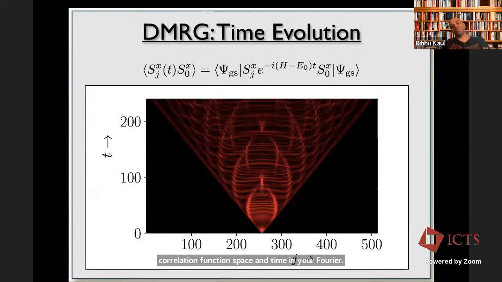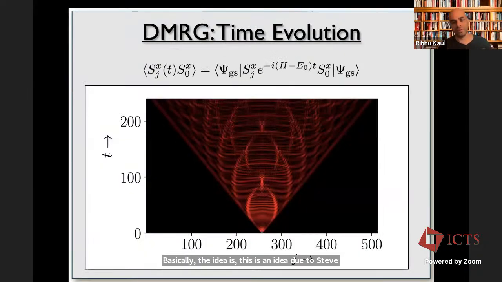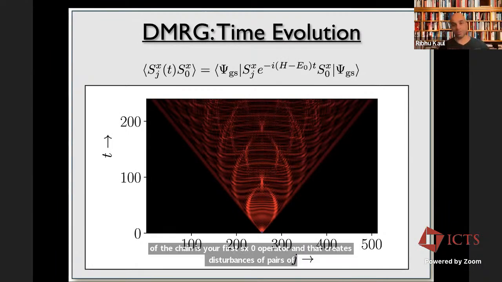Okay, so this is some very nice data that Nishita showed, calculated. Basically, this was an idea due to Steve White, as a way of analyzing this, calculating these structure factors that he pioneered. At the bottom is t equals 0, where you have a chain, and at the origin of the chain is your first SX0 operator, and that creates disturbances of pairs of domain walls that disperse out with some velocity as a function of time.